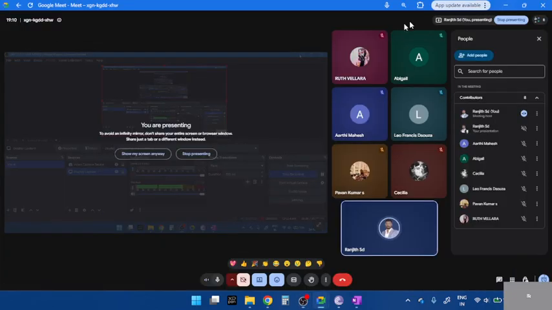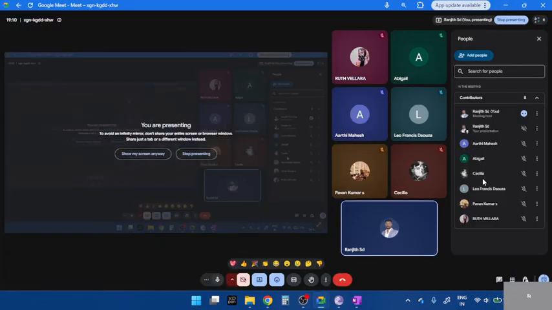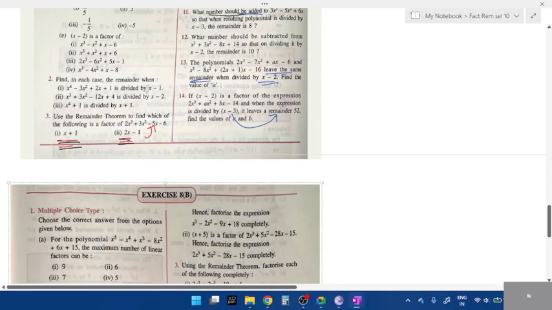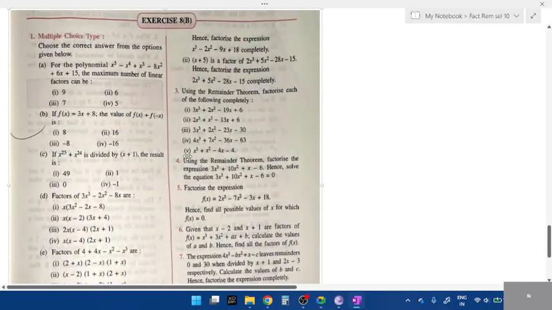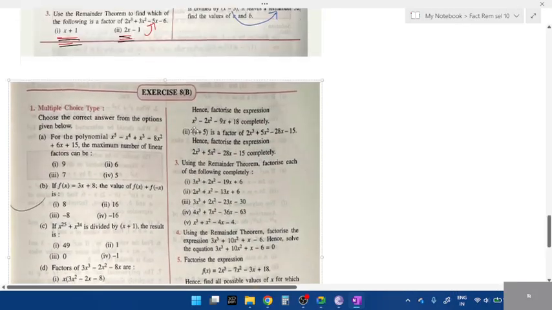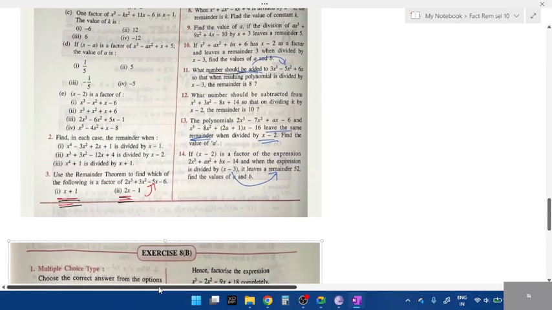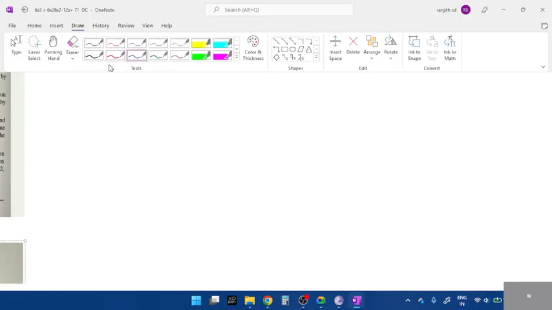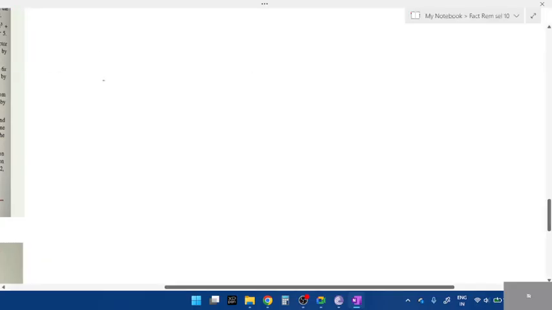We'll start the next exercise. Which one? Find the factors. Okay, what is this chapter's name? Factorization. Did they start this in your class, in your school? No, this is factorization of polynomial.